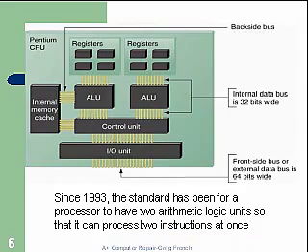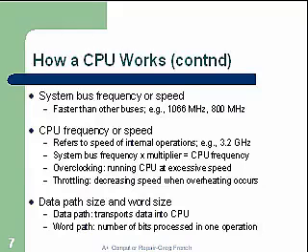How a CPU works continued. System bus frequency or speed, faster than other buses. 1066 megahertz, 800 megahertz. CPU frequency or speed refers to the speed of internal operations. 3.2 gigahertz would be an example of that.